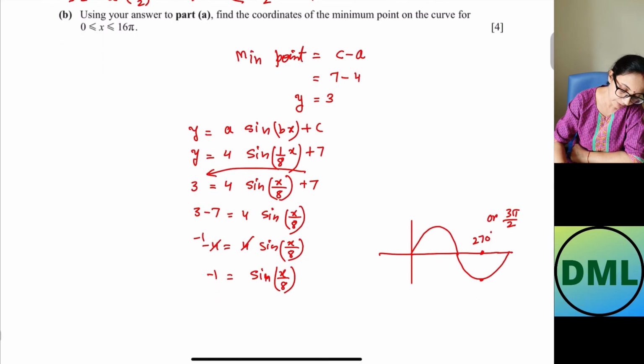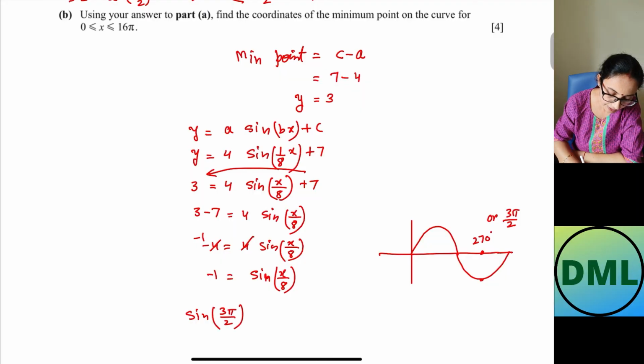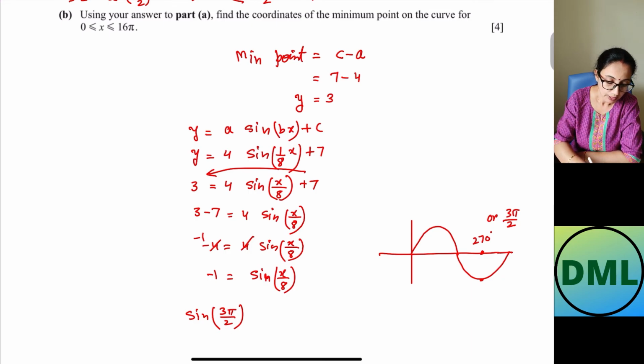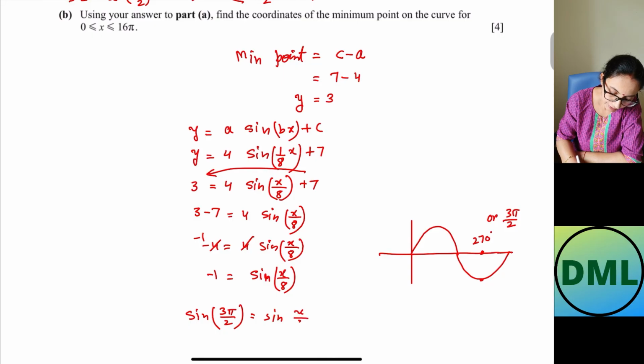Let's substitute the value here. Minus 1 will be given as sine of 3 pi by 2. Why have I taken 3 pi by 2? Because my question is in radian mode. That's why I have picked it in radian mode. Sine 3 pi by 2 is minus 1. So instead of this minus 1, I have written sine 3 pi by 2. That is equal to sine x by 8.